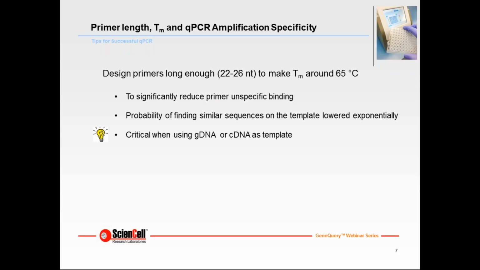When working with complex qPCR templates such as cDNA libraries, in our hands, an effective way to improve specificity is to design primers about 22 to 26 nucleotides long, with a high Tm around 65 degrees Celsius. Longer primers with higher Tm can reduce primer unspecific binding because the chance of finding similar sequences on the template is lowered exponentially. This is especially useful when using genomic DNA or cDNA as template.